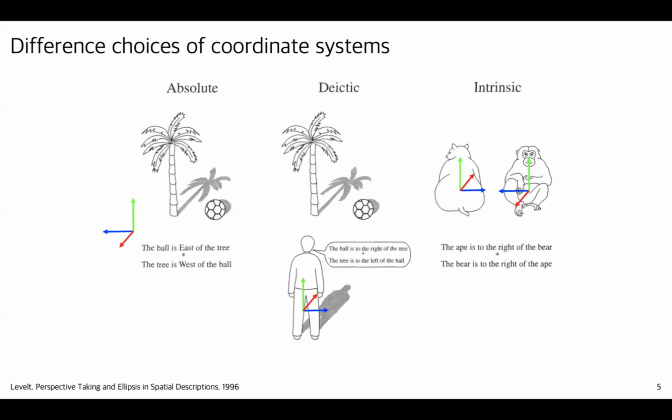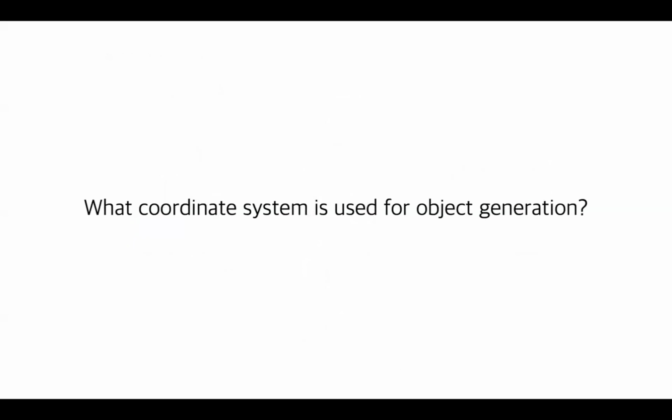So what the psycholinguistic work tells us is that the coordinate system matters for recognition. And what I want to say is that it also matters for generation, because if we want to do what's called analysis by synthesis, then we also need to know in which coordinate system the objects are generated.